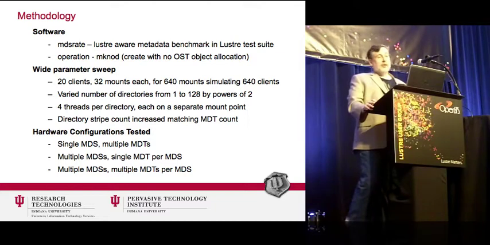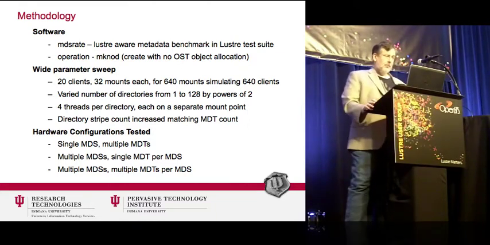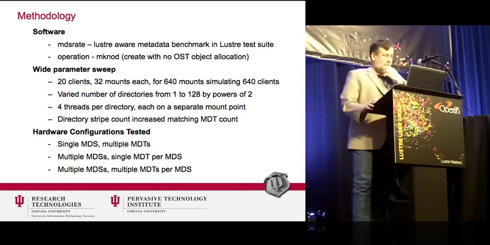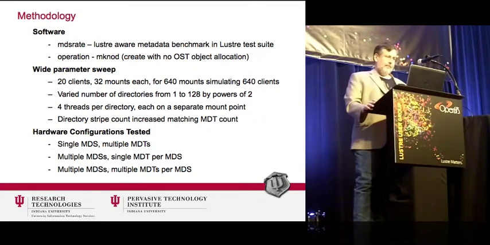We varied the number of directories from 1 to 128, and we wrote 4 threads per directory, and we found that was kind of a sweet spot. Again, we didn't want parameter central. We wanted to narrow things down, so we increased the stripe count across the directories as we increased the matching MDT count. We tested 3 different configurations: 1 MDS with multiple MDTs, multiple MDSs with a single MDT per MDS, and then multiple MDSs with multiple MDTs per MDS.